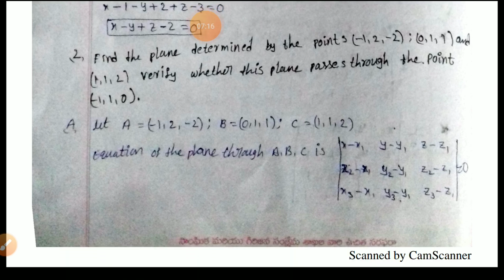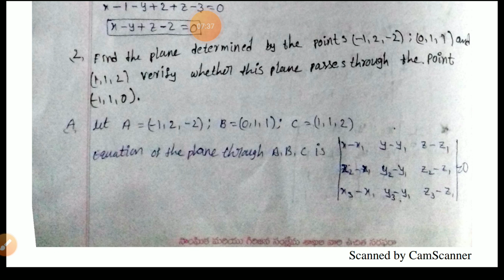Next, find the plane determined by the points (-1, 2, -2), (0, 1, 1) and (1, 1, 2). Verify whether this plane passes through the point (-1, 1, 0). Let A = (-1, 2, -2), B = (0, 1, 1) and C = (1, 1, 2).